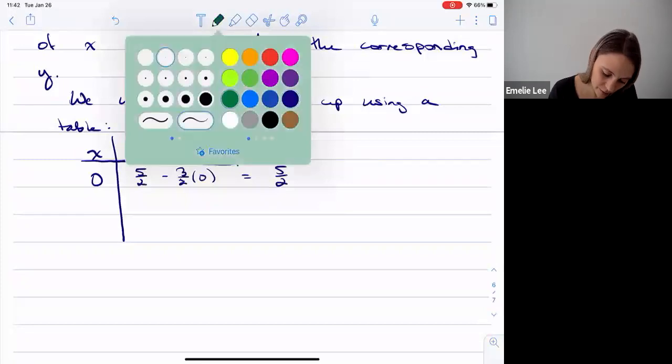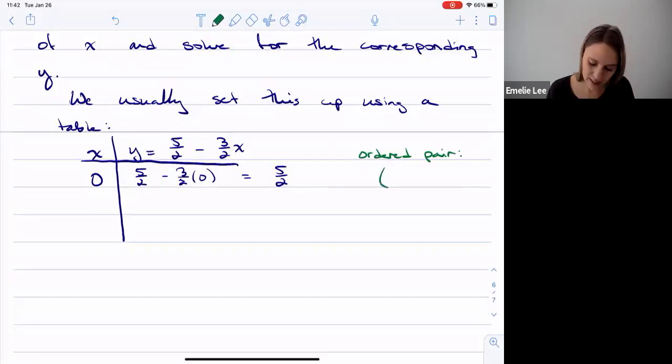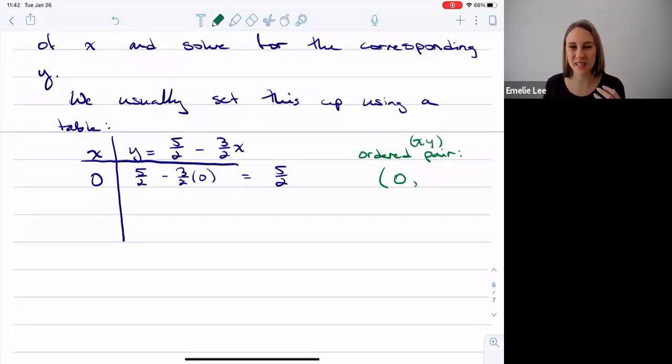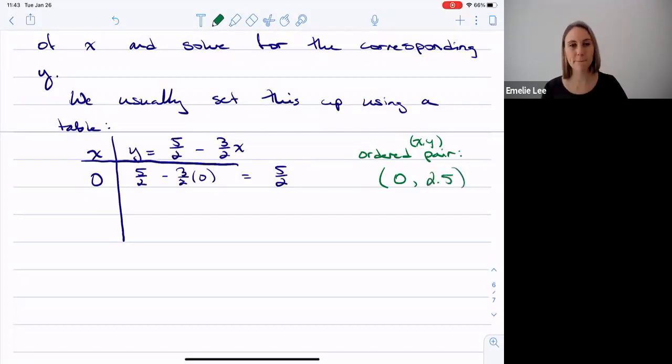So then my ordered pair, in the form x comma y, just as a reminder, is going to be 0 and then 5 over 2. It's hard to put 5 over 2 as a fraction on the number line, but if you just do it on your calculator, 5 over 2 is 2.5.